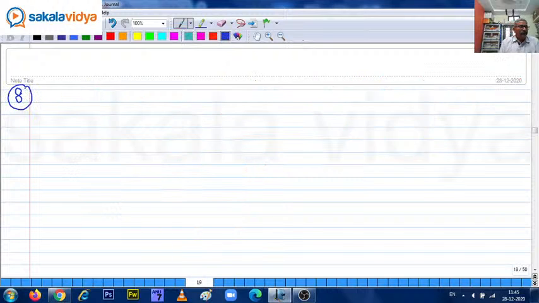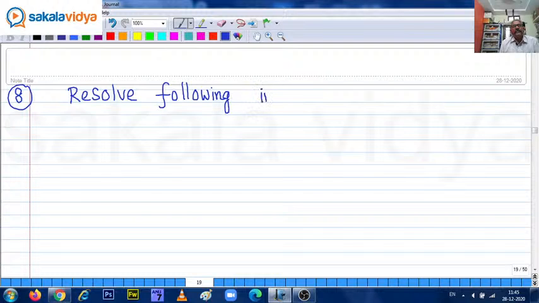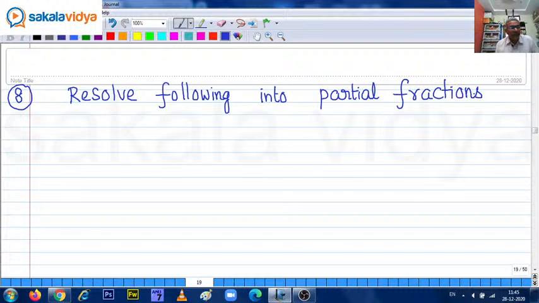Now 8th question. Resolve the following into partial fractions. Partial fractions. This is the 5 marks question now. We are going to discuss.